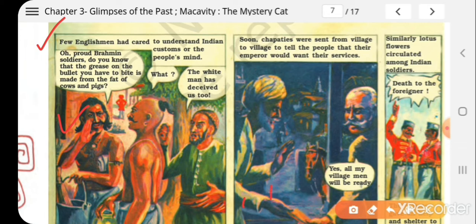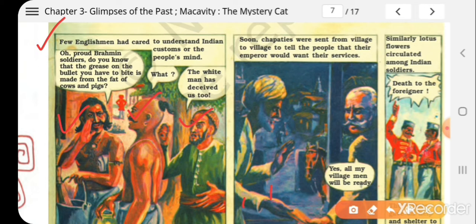Okay, so this person is saying to Brahmin soldiers that you are very proud that you are a Brahmin, but do you know that the grease on the bullet you are biting is made from the fat of cows and pigs? Do you know? He was shocked. And then the second one is saying that the white man has deceived us too. उन्होंने हमें भी धोखा दिया है.